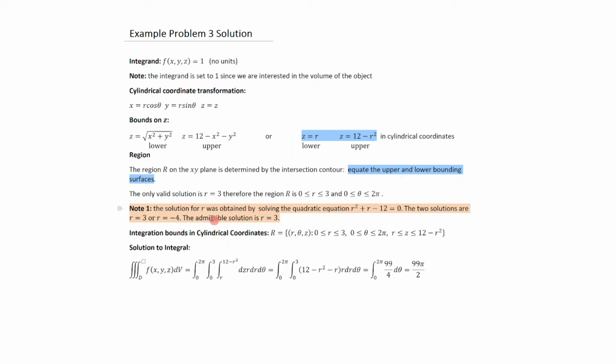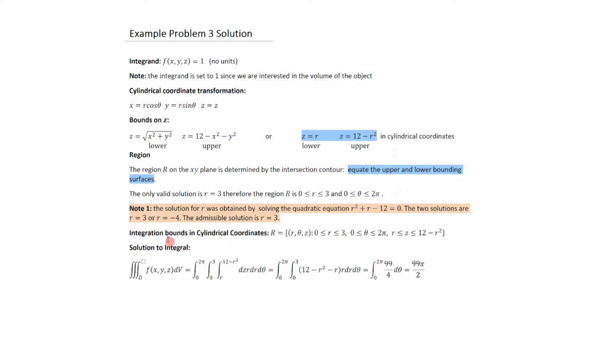Note, the solution for r was obtained by solving the quadratic equation r squared plus r minus 12 equals 0. All you have to do is, when you equate these two together, you'll end up with r equals 12 minus r squared. Put everything on one side, and you'll end up with this quadratic equation. You'll end up with two solutions, r equals 3, r equals minus 4. Of course, this makes no sense since r has to be greater than or equal to 0. Therefore, the only possible solution is r equals 3. So that's the justification for this statement here.